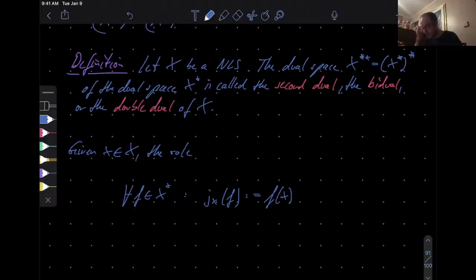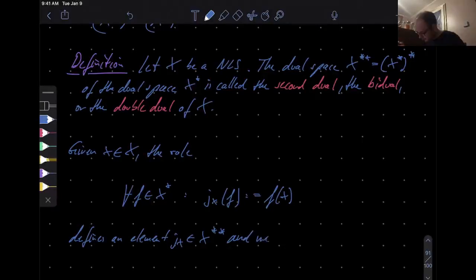And the easiest way I can do it is this. I just set it equal to f of x, a point evaluation of f at the given vector x. Then this defines an element j sub x in the bidual, right? Because it takes a linear functional, so an element of the dual space, and it assigns to it a scalar, precisely by this rule. Okay.